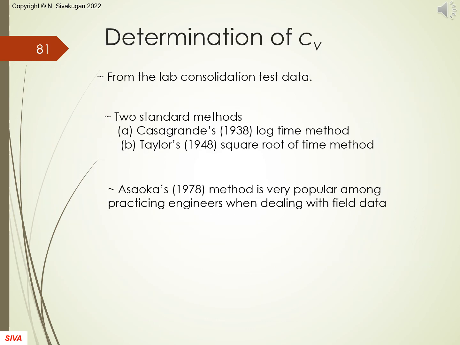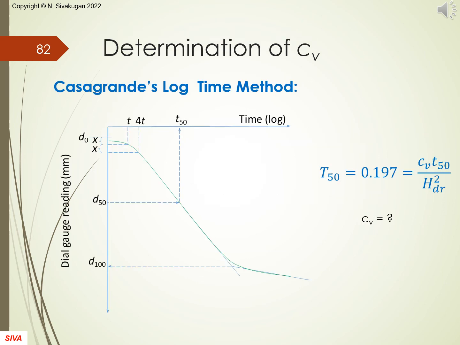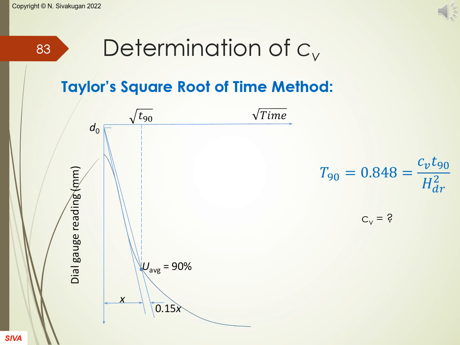Casagrande's and Taylor's are two standard methods used for determining the coefficient of consolidation Cv from the laboratory consolidation test data. There is also Asaoka's method, quite popular among practicing engineers, especially when field settlement observations are available. In Casagrande's log time method, time is presented in the x-axis in logarithmic scale. The graphical procedures for determining D0 and D100 are shown in the figure. From the two, D50 is determined, which defines t50. Noting that the time factor for 50% average degree of consolidation is 0.197, Cv can be determined.